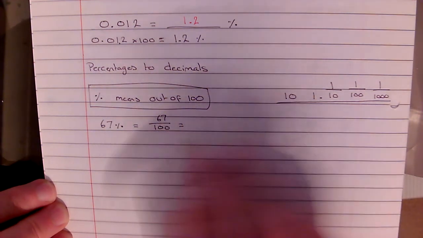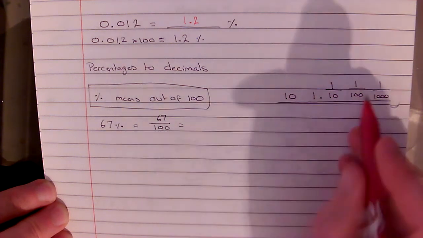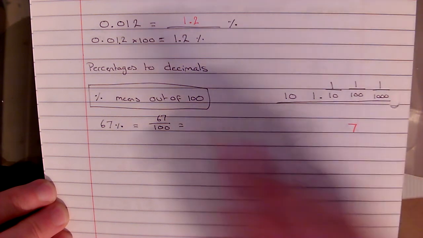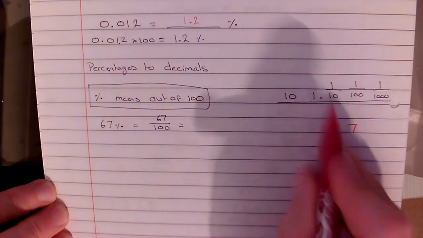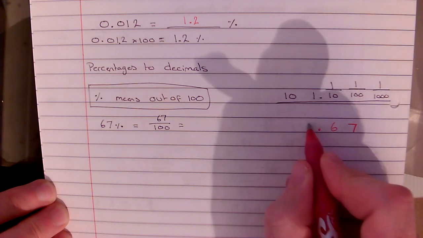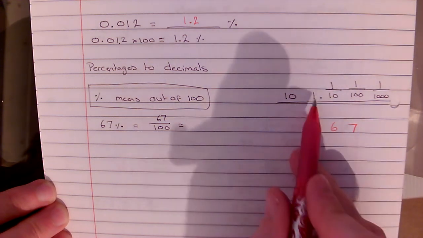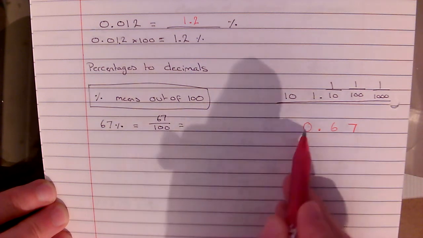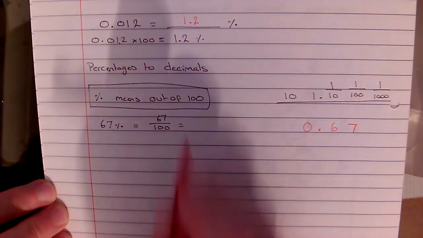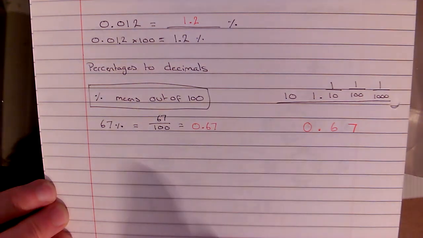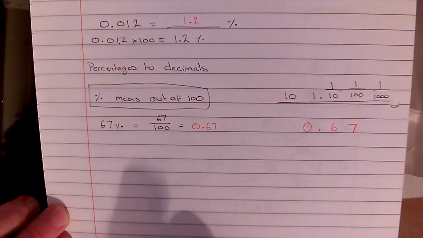So 67 out of 100, we take the 7 and put it in the hundredths column, because it's out of 100, so the hundredths column is being used. The last digit goes in there. The 6 goes in the tenths column. Decimal point doesn't move. Something has to go in the units column, and because we don't have another number to write in there, we fill it with a 0. So our final answer actually is 0.67. 67% as a decimal is 0.67.